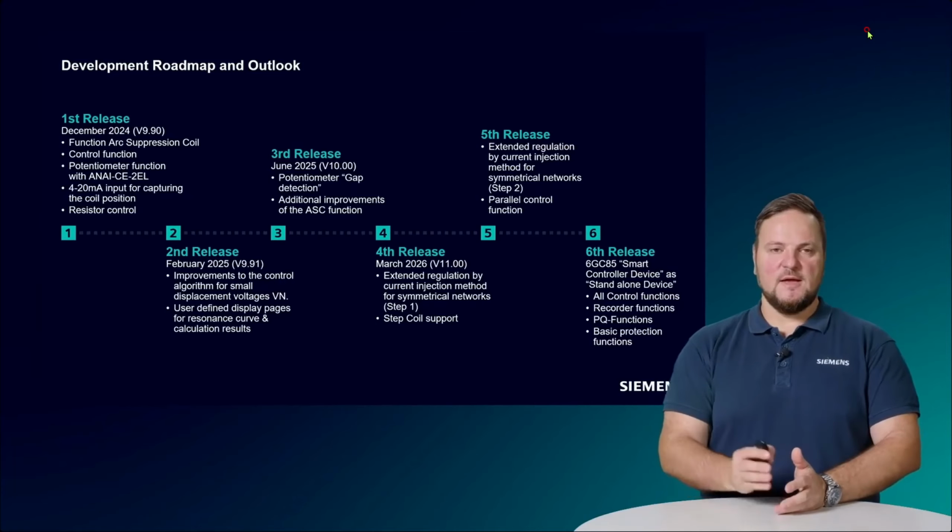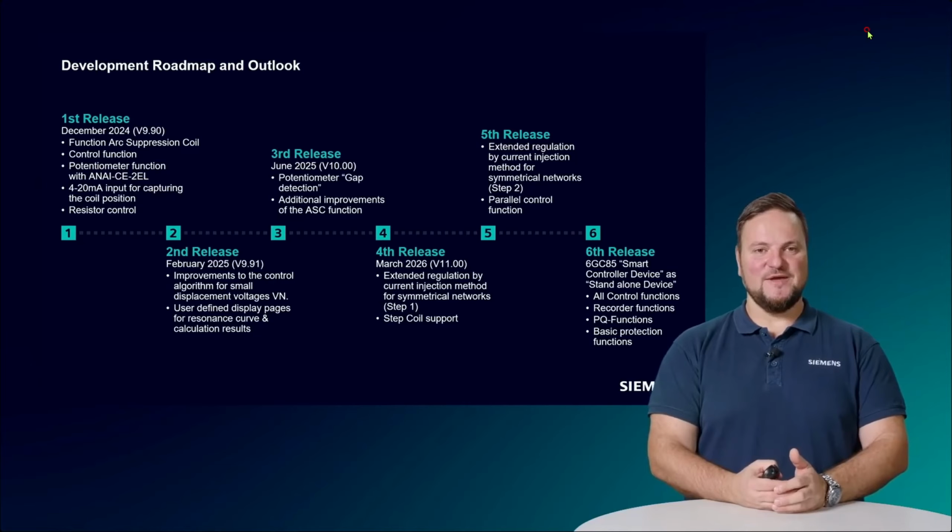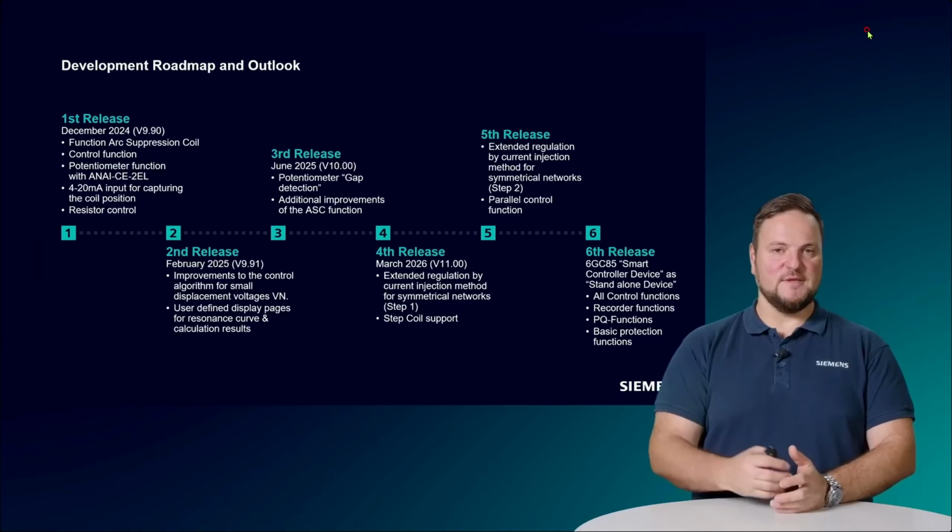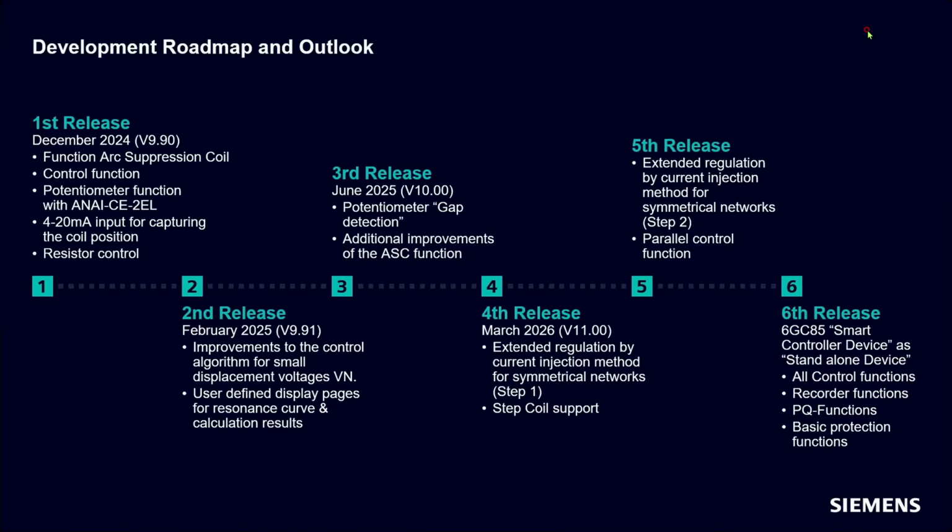So, and yeah, finally, we want to talk about the roadmap and a bit of outlook. I think you also have some questions regarding what is coming next. We start in December last year with the 9.90. That means the function is released with the 9.90 with the potentiometer functionality, with the ANA-ECE module and the resistor control.